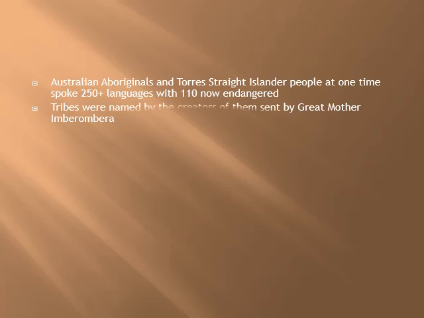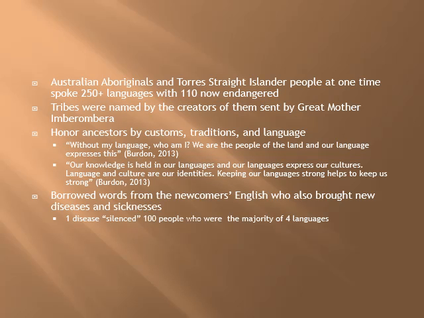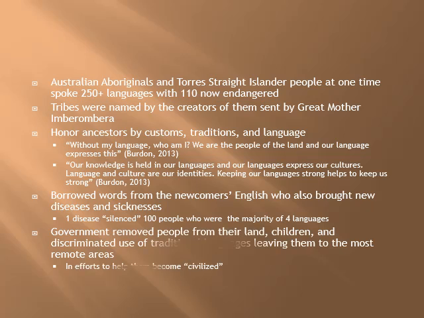At least 250 distinct languages were spoken by the Australian Aboriginal and Torres Strait Islander people, with 110 of them now considered critically endangered. Tribes were many times named by the creators in ancient times for the language the people spoke. It is said that the Great Mother, Mbero Mbera, sent out her spirit children to different parts of the country and told them what language to speak.